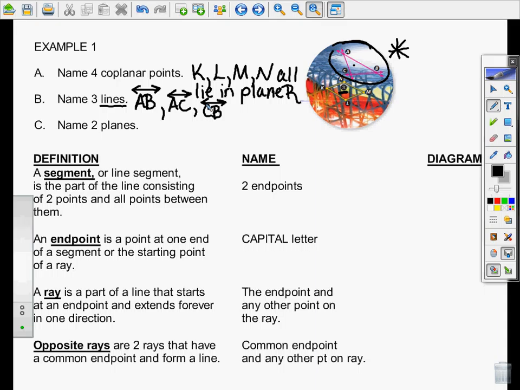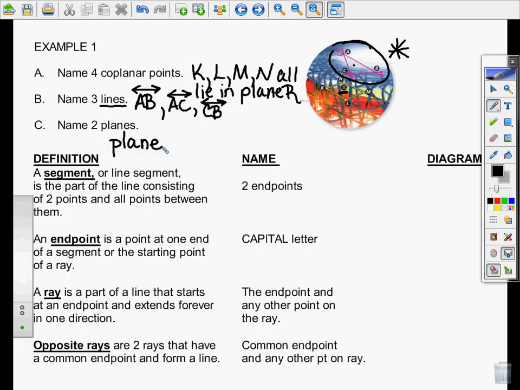Okay, if we're naming points, we're going to use the letter for each point. If we're doing lines, we're going to do 2 letters, unless there's an italicized letter, then we'll put line and then that italicized letter. 2 letters with a double arrow line above it. And now let's name 2 planes. We don't have a lot of wiggle room here. Remember, you have to use the word plane.